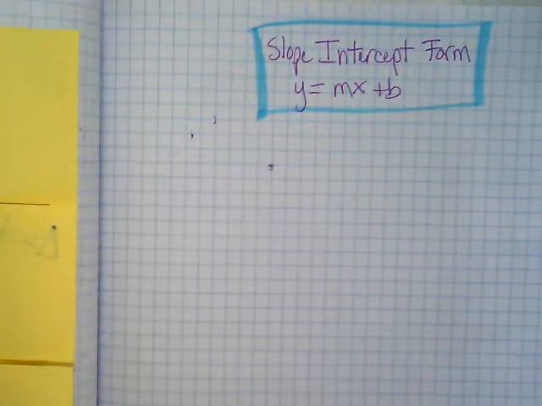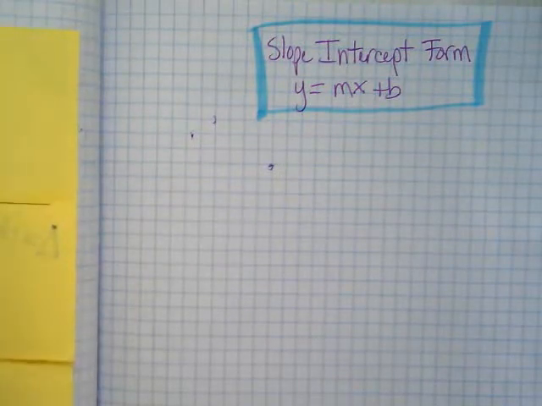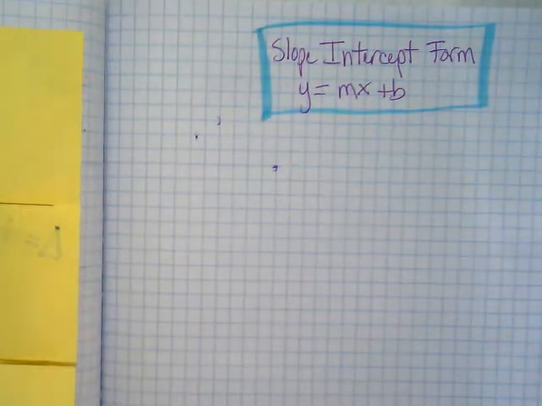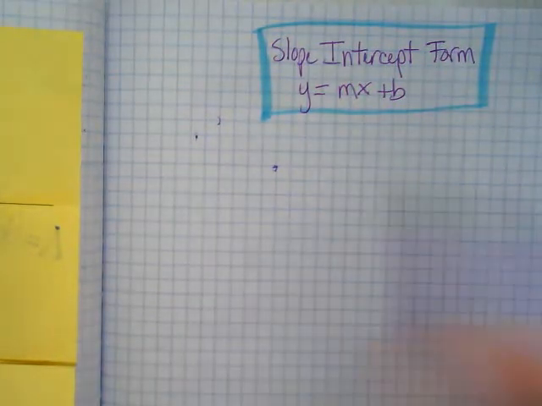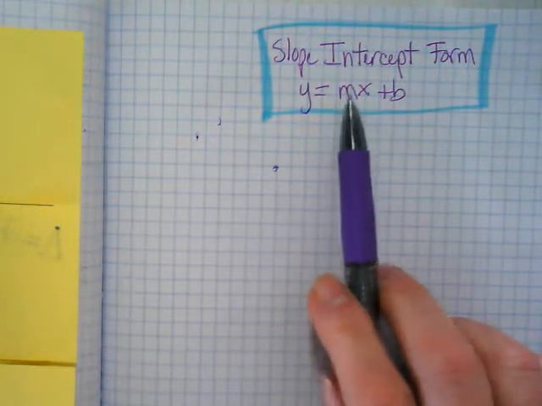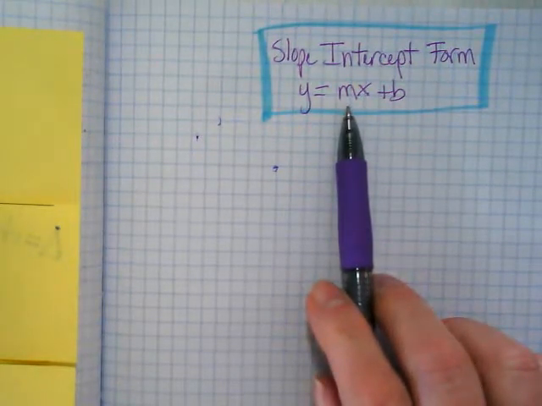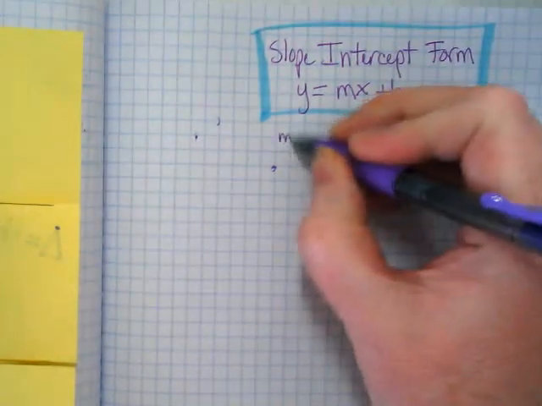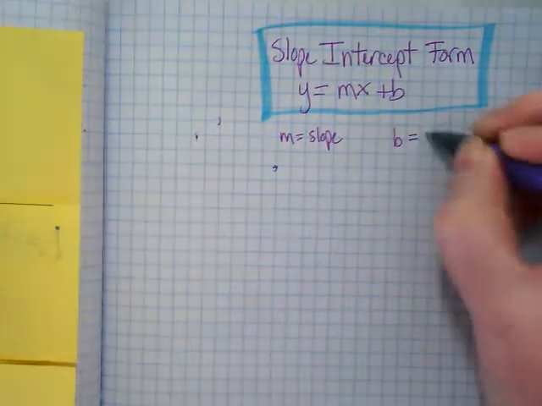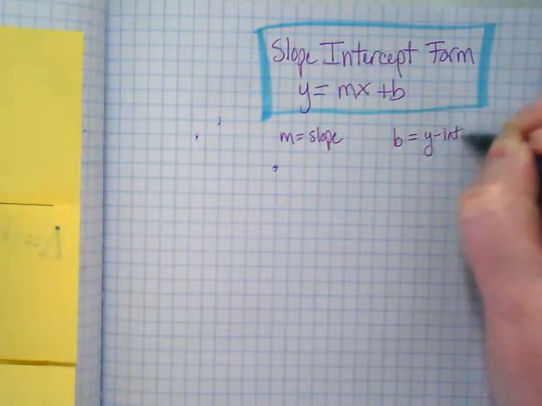Okay, we're titling this section of our notes slope-intercept form. It should be on the page that is facing the foldable we made on Tuesday of finding slope from a graph, from an equation, and from a table. Why is this equation called slope-intercept form? Again, because the m is equal to what? And the b is equal to the y-intercept.